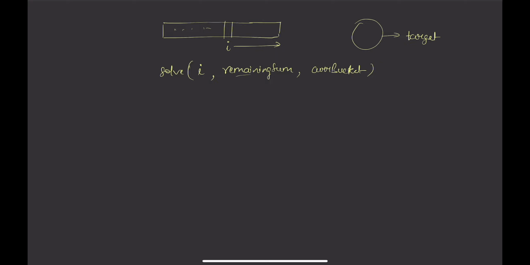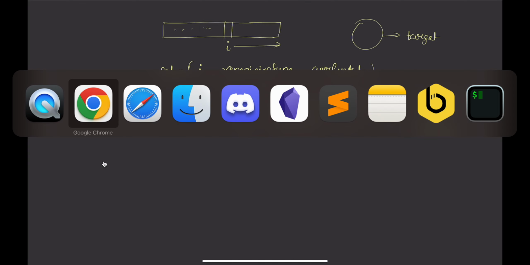I think it is easy. So if I take the ith element, then it will be solve. If I take the ith element, I can again take the ith element, and it will be remaining sum minus A of I, and current bucket will have the ith element added again. If I don't take the ith element, then it will be I plus 1, remaining sum will remain the same, not minus A of I, and current bucket will remain the same. I think the recursive equation is fine. You can write it. Let's try.